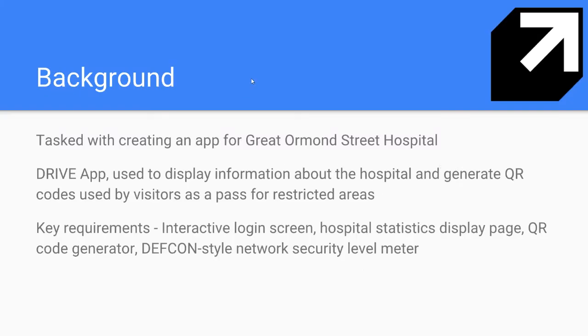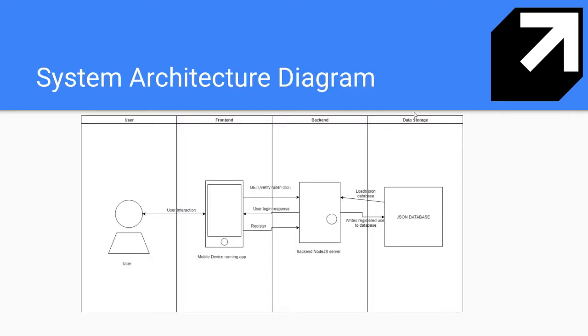So first, a little bit of background on our project. We were tasked with creating this app, and the main focus of the app was showing information and statistics about the hospital in an aesthetically pleasing manner, and this included organ donation stats and quality of service stats and stuff like that. This is the system architecture diagram.